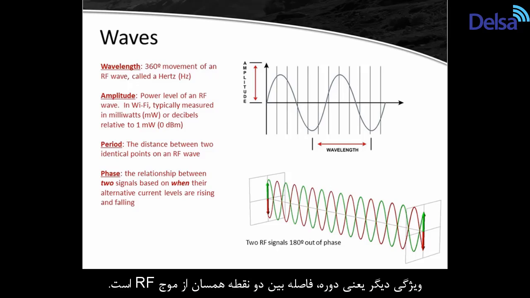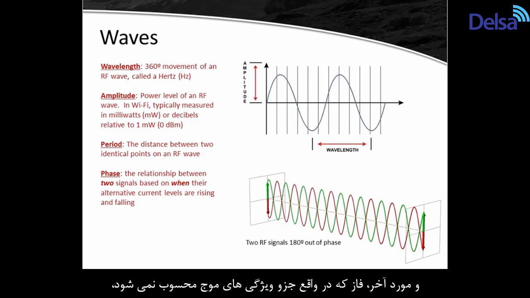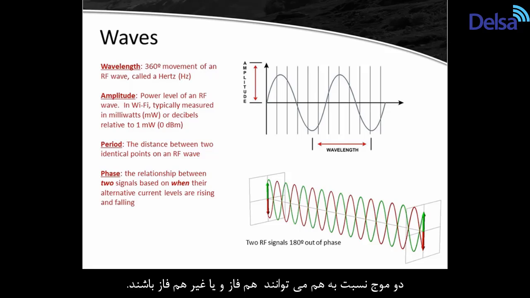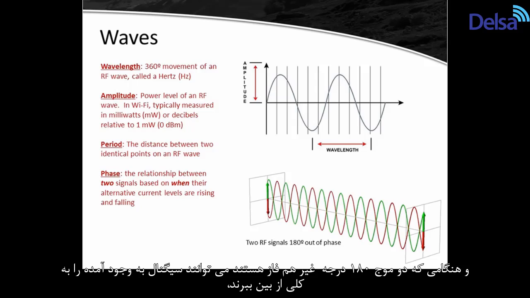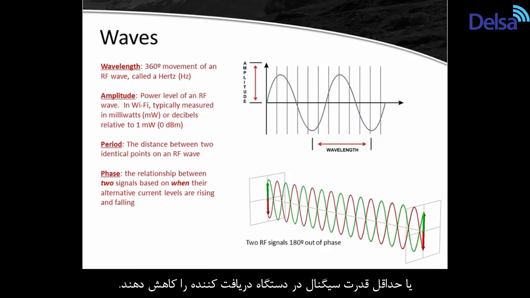The period is the distance between 2 identical points on an RF wave, and a phase is really not a feature of a wave, but it is the characteristic when 2 waves are compared with one another. That is, 2 waves can be in phase or they can be some degree out of phase. When 2 waves are in phase, if they are the same wave, they strengthen the signal received. When 2 waves are 180 degrees out of phase, they can completely cancel the signals, but certainly out of phase waves arriving at a receiver cause a weakening of the signal.